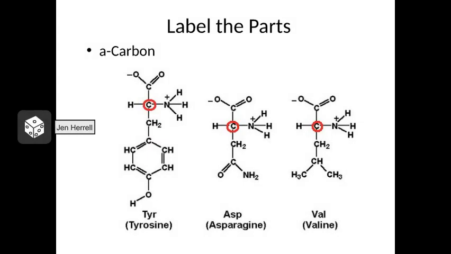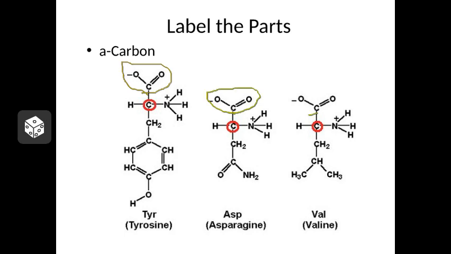Let's practice labeling the parts of some amino acids. At the center, I've already identified the central alpha carbon. It's circled in red. Now attached to the alpha carbon, you're going to find the other groups. So here we have the carboxyl. Here's a carboxyl. Here's a carboxyl.